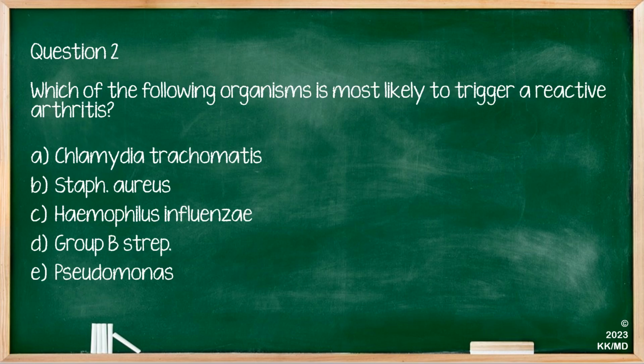Question 2 is, which of the following organisms is most likely to trigger a reactive arthritis? A, Chlamydia trachomatis; B, Staph aureus; C, Haemophilus influenzae; D, Group B strep; and E, Pseudomonas. If you remember from the table that I showed you at the beginning of our talk, one of the commonest organisms that causes reactive arthritis, especially the genitourinary cause, is Chlamydia trachomatis. So hopefully you got that correctly.